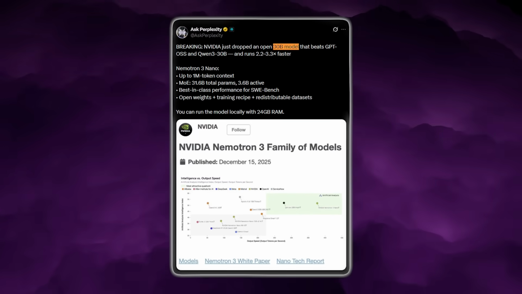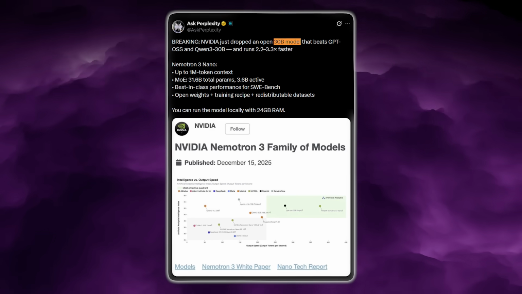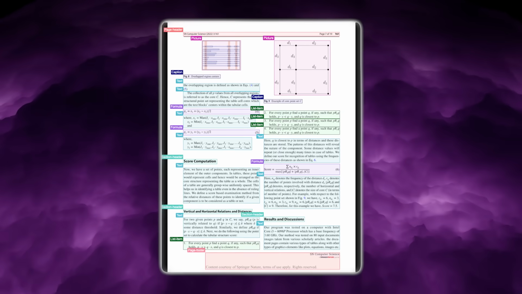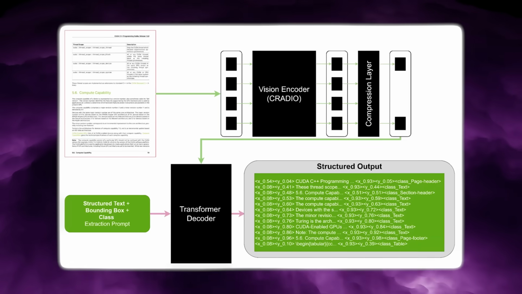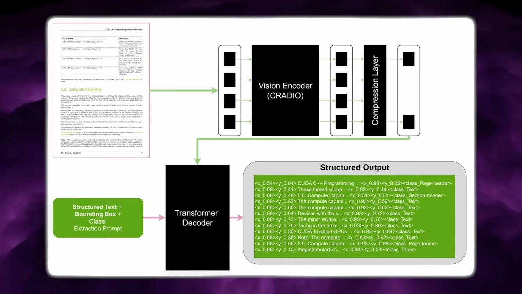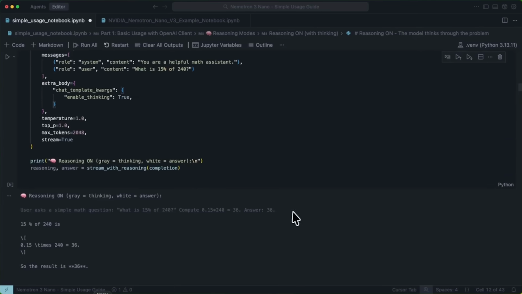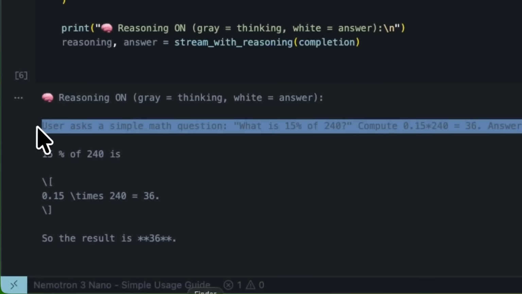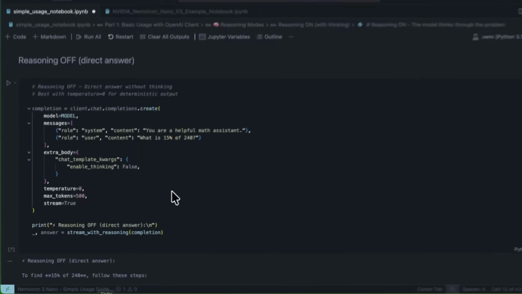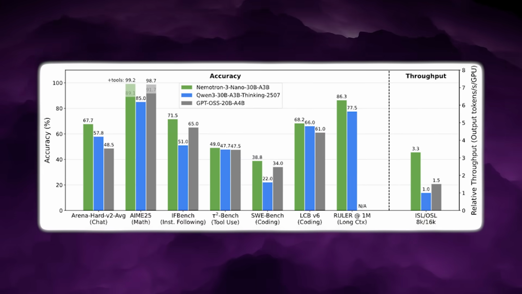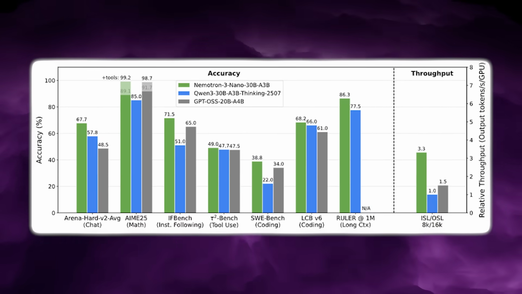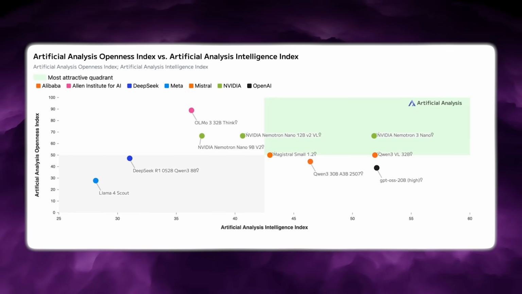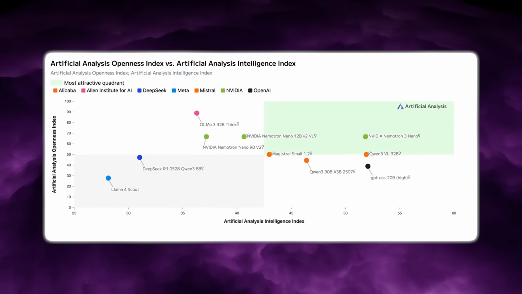On paper, it's a 30 billion parameter model. In practice, it behaves nothing like a traditional dense 30B system. It's optimized for high-throughput reasoning, long-context workloads, and agentic systems that must operate continuously rather than respond once and stop. It runs locally on a single 24GB GPU, supports up to 1 million tokens of context, and achieves dramatic speed-ups over other open models in its class. In generation-heavy workloads, Nvidia reports up to 3.3 times higher inference throughput than Qwen 3 30B A3B thinking, and roughly 2.2 times higher throughput than GPT-OSS 20B.